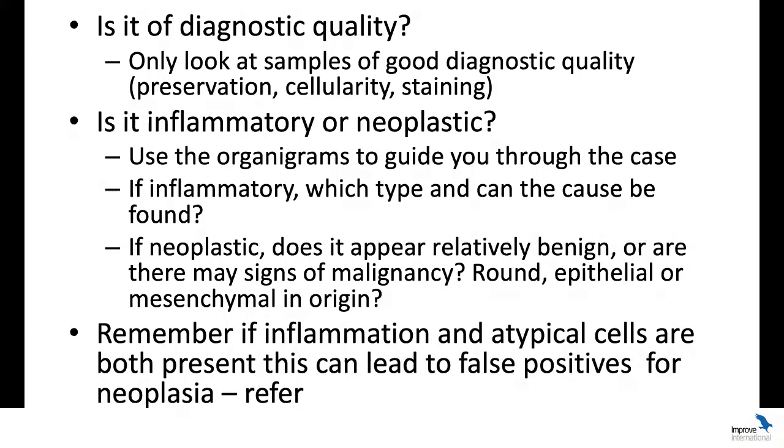And remember, if there's two of them together, if there's inflammation and atypical cells, then this can lead to false positives for neoplasia. So always make sure that you're referring those cases. Again, when in doubt, send it out.